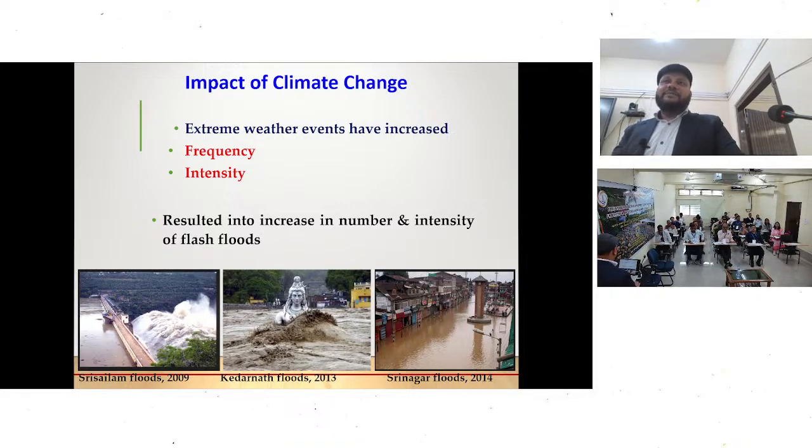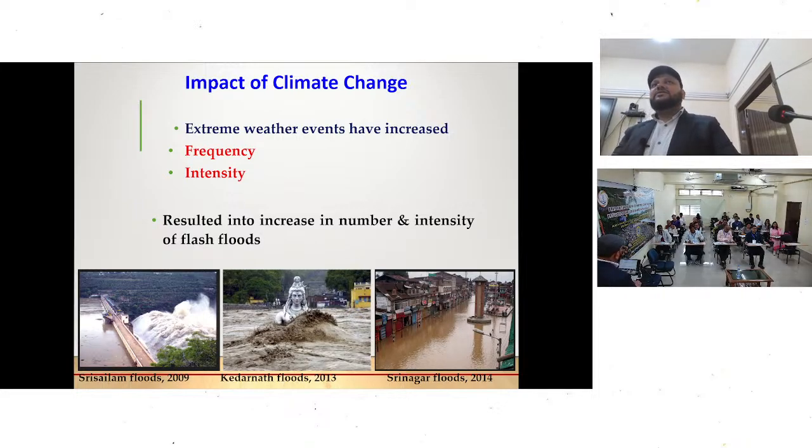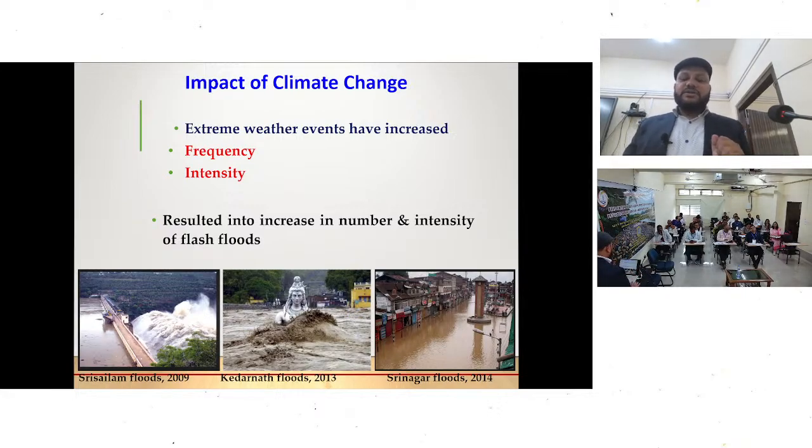And the impact of climate change: extreme weather events have increased, meaning their frequency has also increased. Earlier, these flash floods and other events came, suppose, once in 5 or 10 years, but nowadays the frequency and intensity have both increased, because the average annual rainfall is the same. If we consider Assam, the average annual rainfall is the same, but in July there was heavy rainfall. That's why there was heavy loss of property. These are pictures of some places.